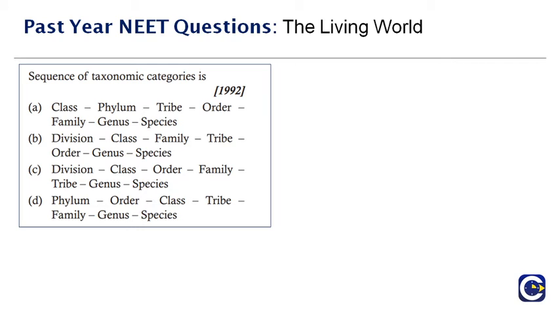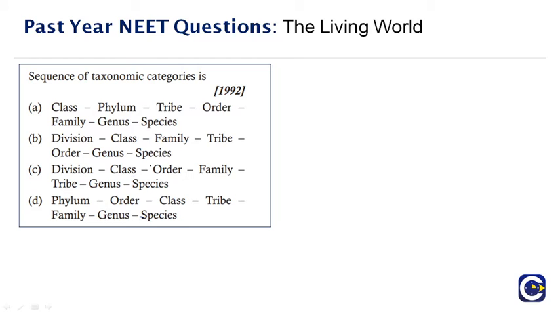This is a very easy question. Sequence of taxonomic categories: we all know that it starts from the lowest unit of classification and ends at the highest. So we just need to know the order, right? It starts from species, then it will move on to, let's go backward, it will start with species, then it will move to genus, then family, order, class, division. Okay, so division will be your last part.